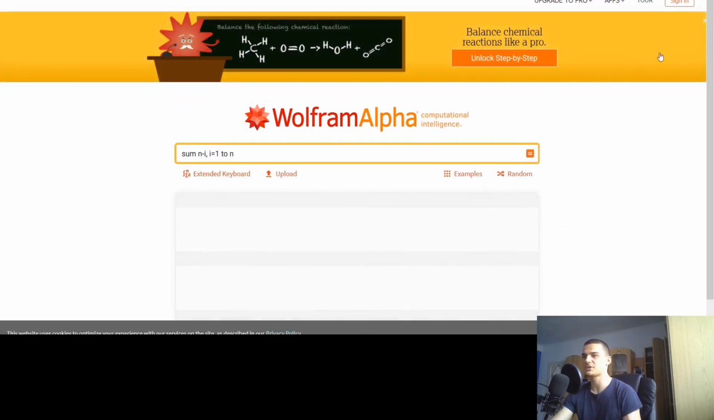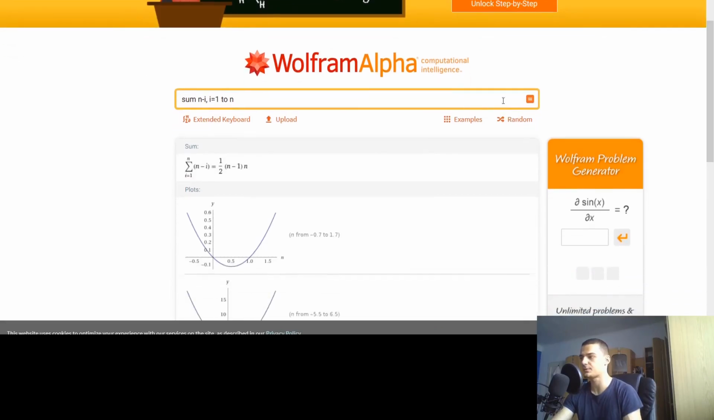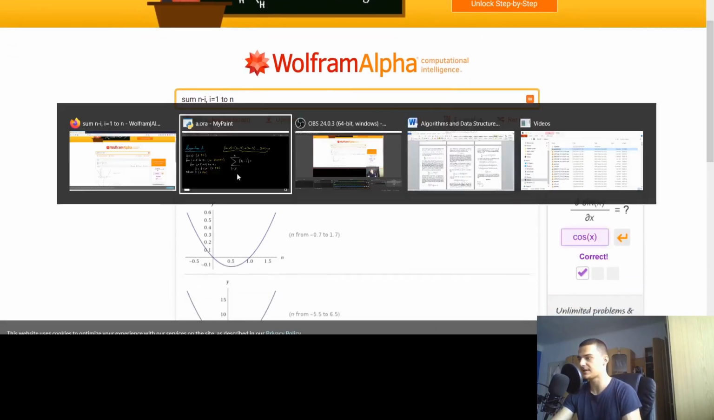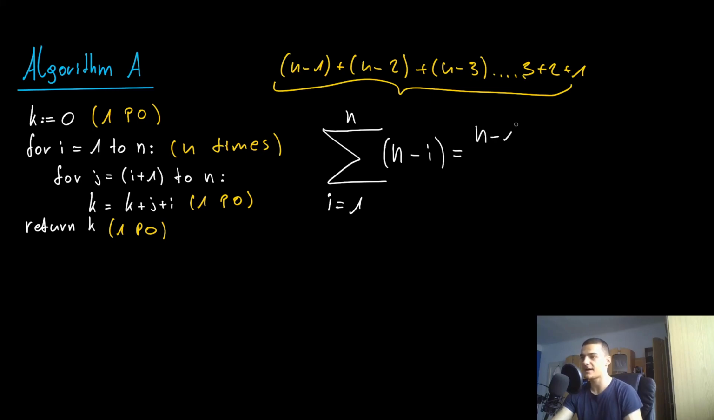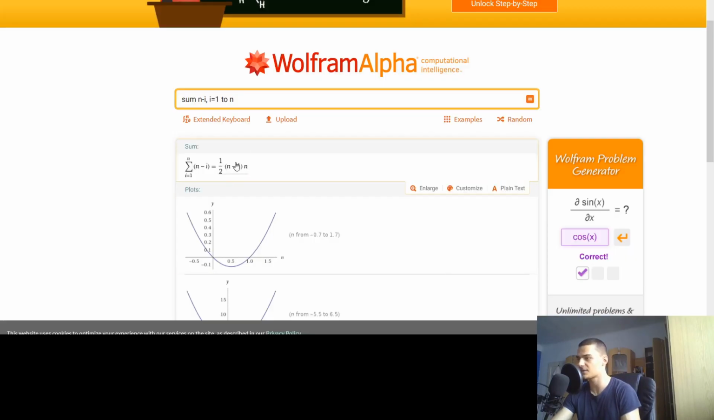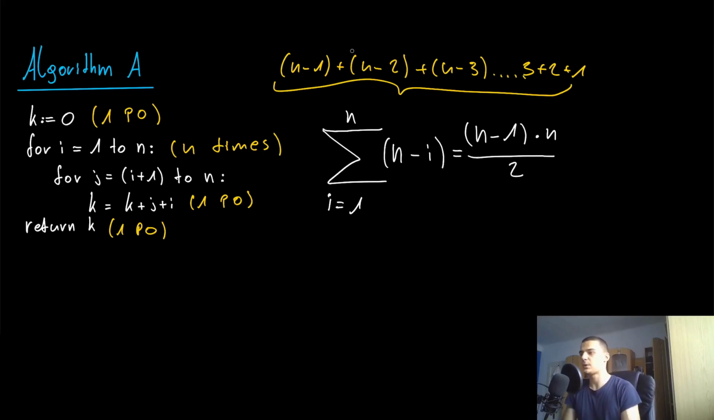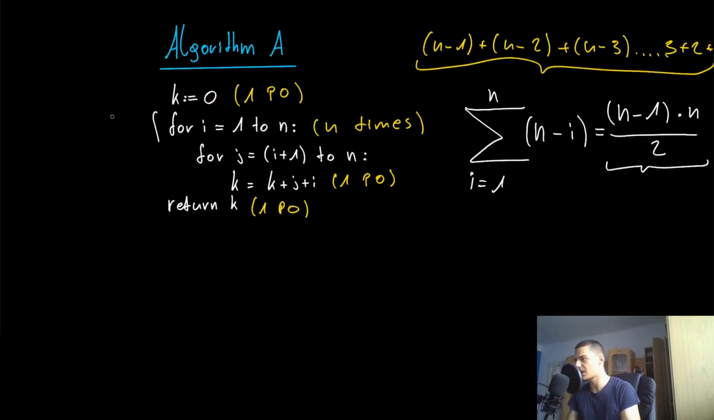And then this machine here, this computational intelligence, is going to return this statement to you. It's essentially just n minus 1 times n divided by 2. As you can see, n minus 1 times n divided by 2. So this is essentially it, and this is the runtime complexity. This is actually the actual amount of steps, the actual amount of primitive operations that we do, at least in these 2 for loops here.